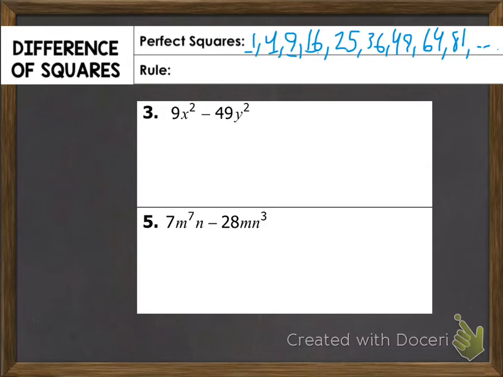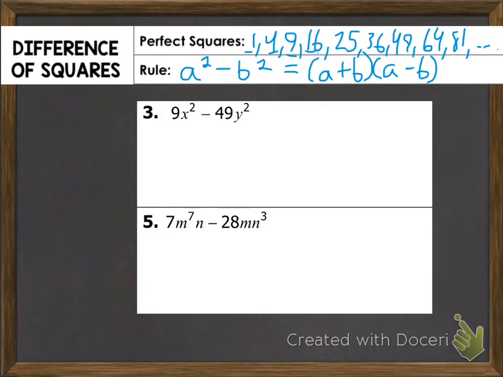So the rule, when we are factoring by difference of squares, would be a squared minus b squared. And then when you factor that out, it would look like a plus b times a minus b. So now let's look at number 3. So we got 9x squared minus 49y squared.